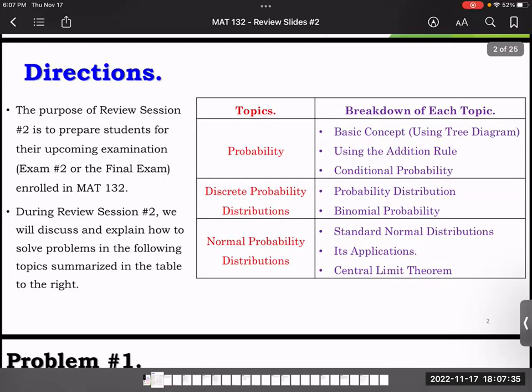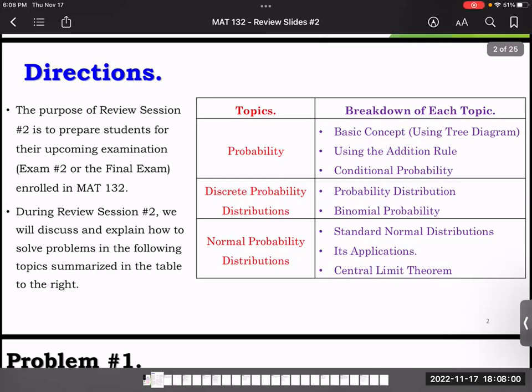After that, we'll talk about chapter 5, where we do discrete probability distributions. We're going to look at how to compute the mean, variance, and standard deviation for probability distributions, and binomial probability. We're going to compute some of their probabilities, and of course, we'll compute again the mean, variance, and standard deviation for binomial.